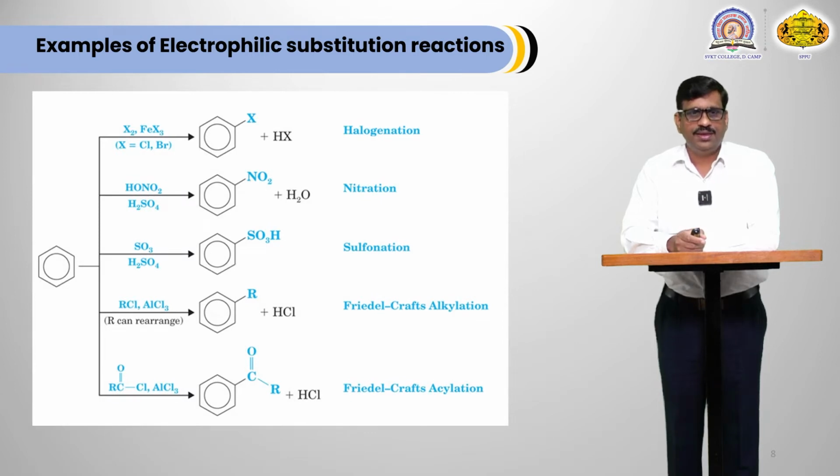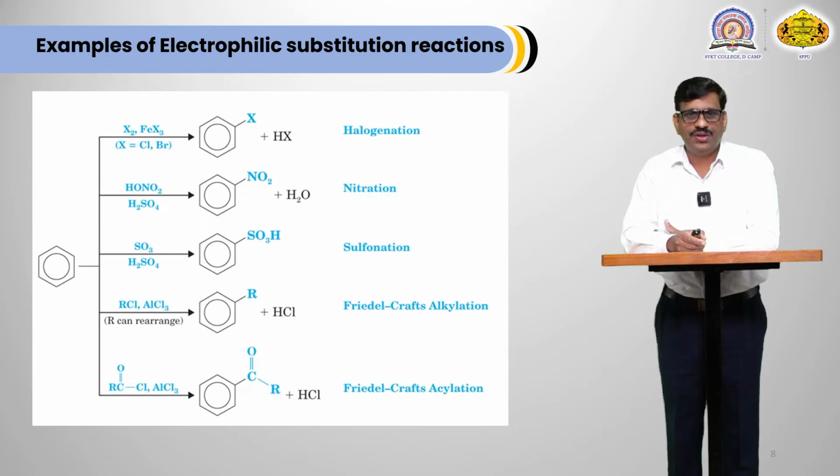Now, in this slide, there are different examples of electrophilic substitution reaction. First example is halogenation reaction. Halogenation is carried out by using halogens like chlorine, bromine, iodine, etc. Fluorination is less common and iodination is also less common. Chlorination and bromination reactions are more common in halogenation reaction. For halogenation reaction, Lewis acid catalysts like FeCl3, FeBr3 are used.